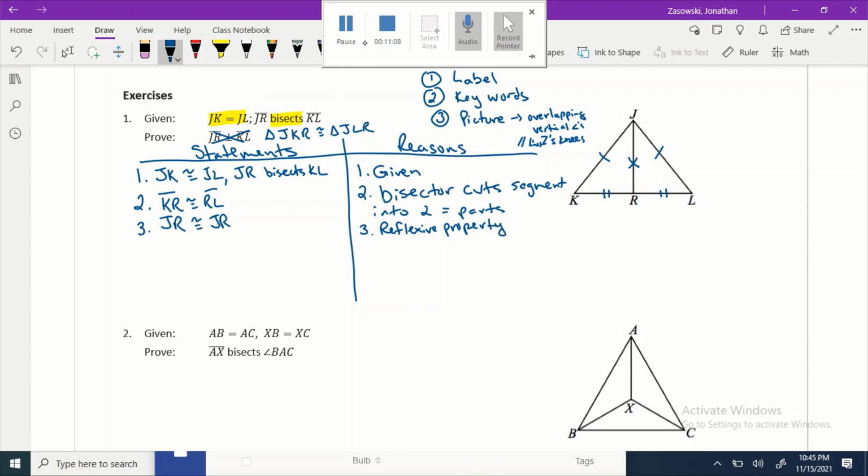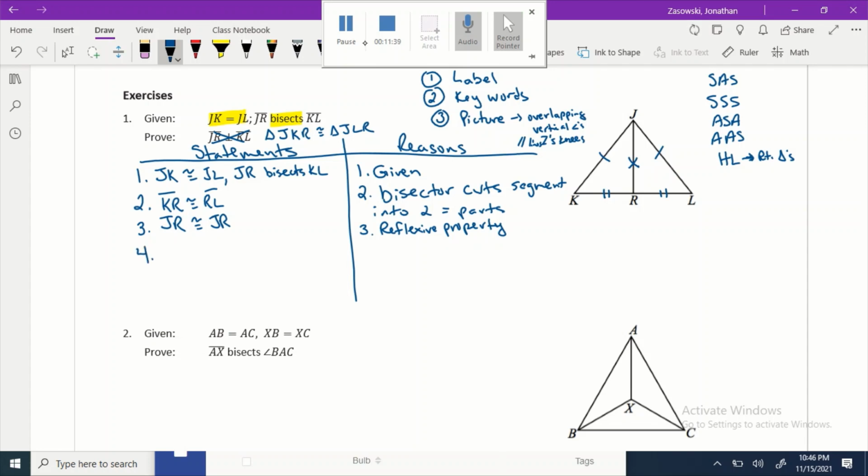And now do I have enough to say they're congruent? So look at your triangles, right? Do we have either SAS? Do we have SSS? Do we have ASA? Do we have AAS? Or do we have HL, if and only if we have right triangles first, okay? So what do we got? We have side, side, side. All 3 sides are equal. So we do have enough.